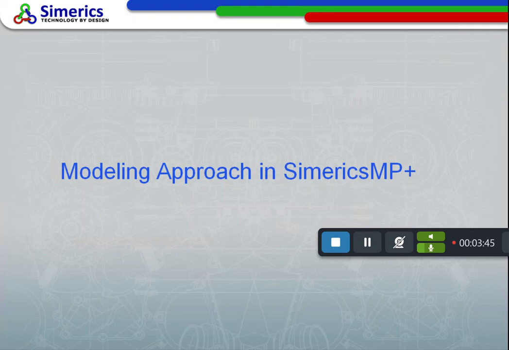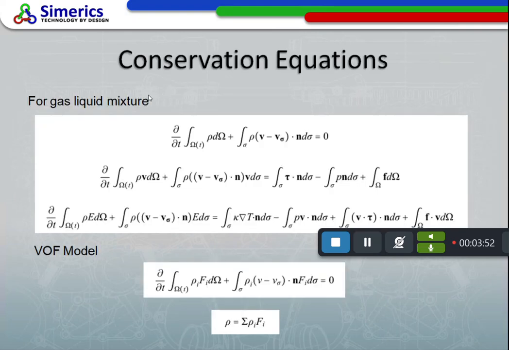The second part is about the modeling approach in Simerex MP+. In the solver, we solve the mass conservation and the momentum equations and also the energy equations for the gas-liquid mixture. And also for the multi-phase, we use a volume of fluid WLF model.